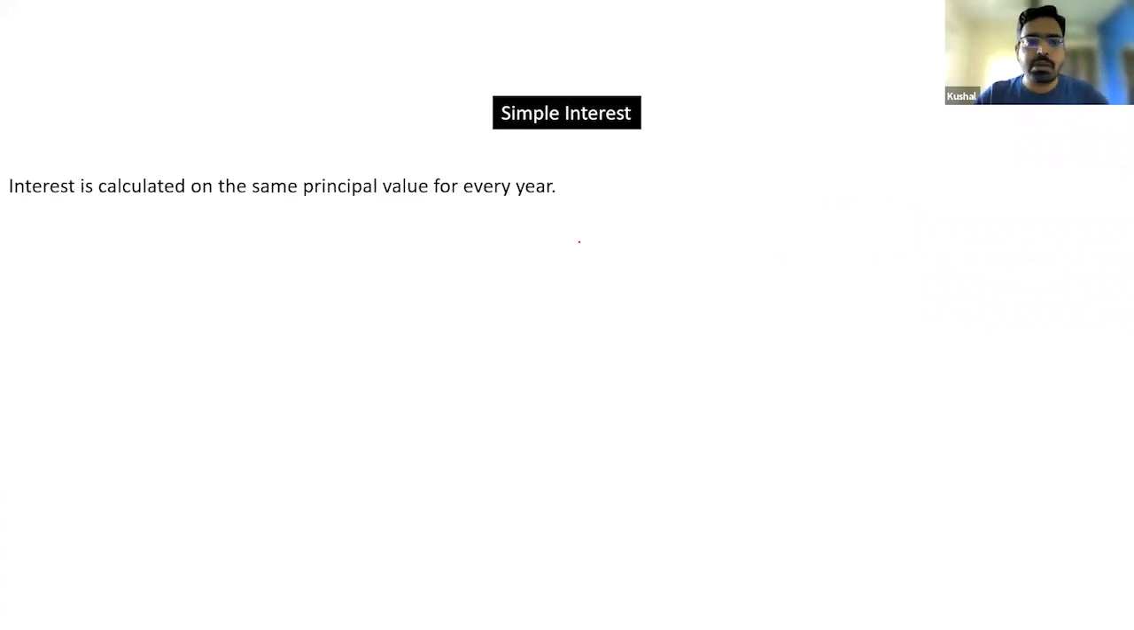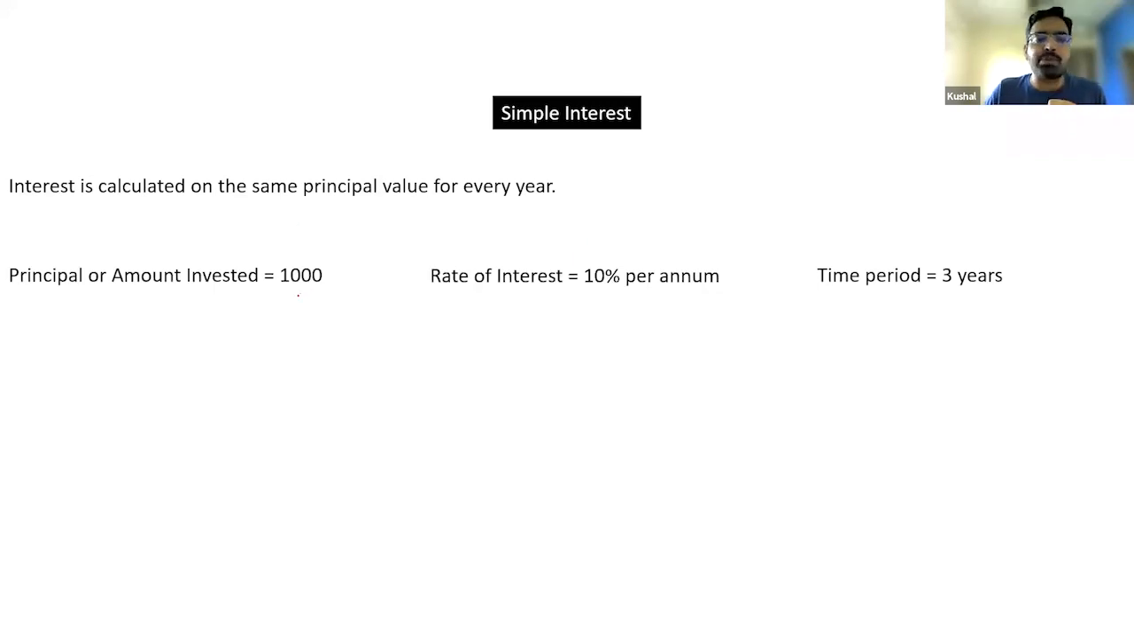When interest is calculated on the same principal value for every year, that's the case of simple interest. Going forward, we will see that when it comes to compound interest, the interest will be calculated on a different principal value each year. So let's take an example and understand simple interest at the moment. Suppose the principal value, or the amount invested in a business, whatever you wish to call this, is 1,000 rupees and the rate of interest is 10% per annum. Time period is 3 years. Let's try and calculate the interest in this particular case.